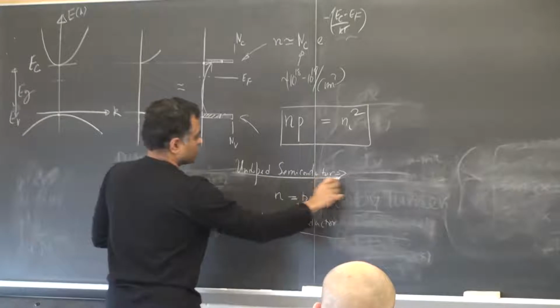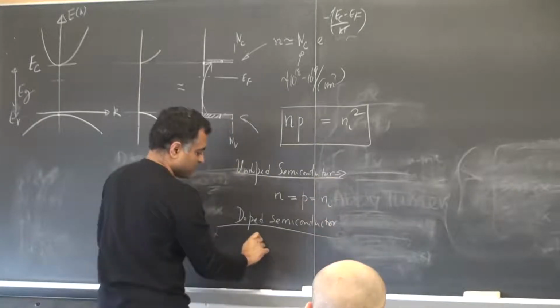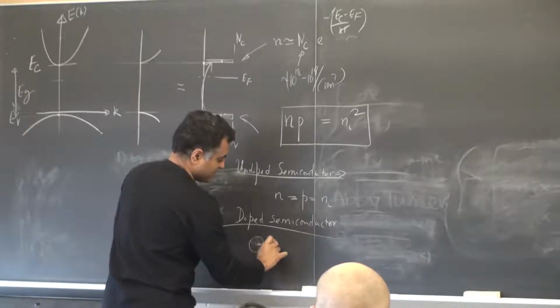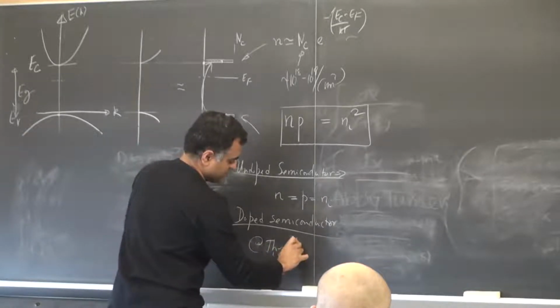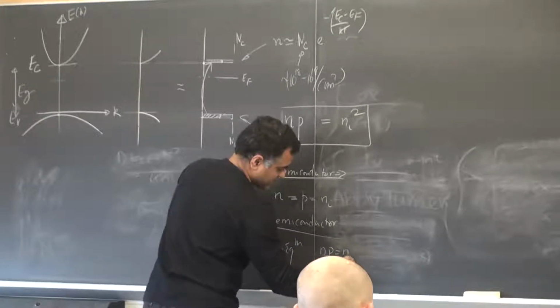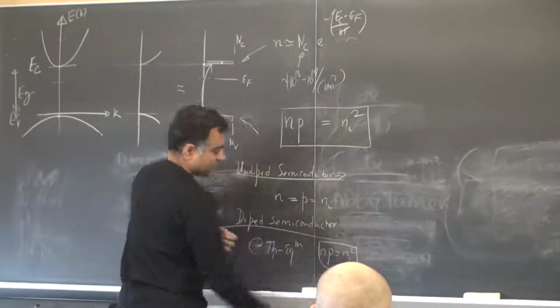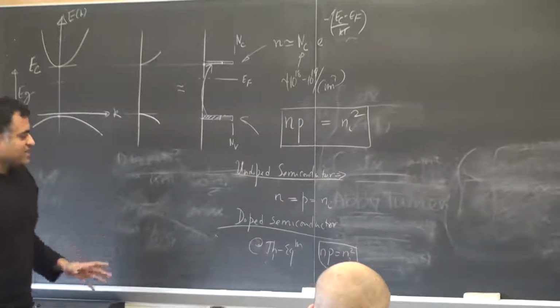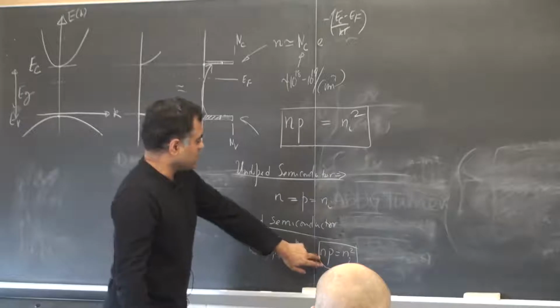But for a doped semiconductor at thermal equilibrium, np is still equal to ni squared, and I'll discuss a little bit about that right now. Okay? np is still equal to ni squared. This relation doesn't change. But what changes is the nature of the charges.